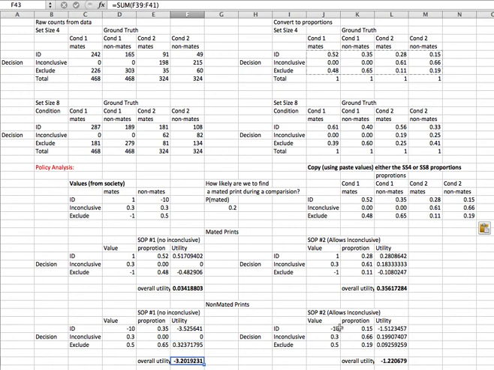We'll do the same thing for SOP2, which allows inconclusives, and we get a slightly larger, at least closer to positive infinity, overall utility here. And so based on this, we would also favor SOP2.